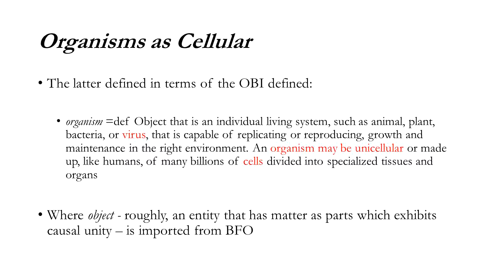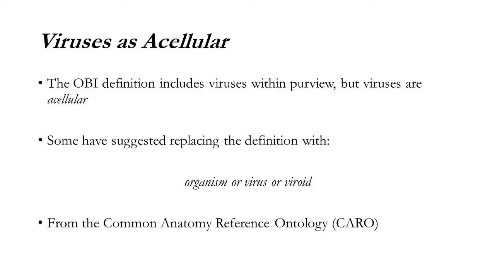Again, organisms are cellular. And the claim that viruses are organisms, this cannot be the case. Viruses are not cellular. They are acellular. They are things that, in many cases, attack or attach or penetrate cellular things, but they themselves are not cellular. So some have suggested, some ontologists that is, that we should replace this definition, organism, with organism or virus or viroid, indicating the sort of difference between the entities involved. This term can be found in the Common Anatomy Reference Ontology.